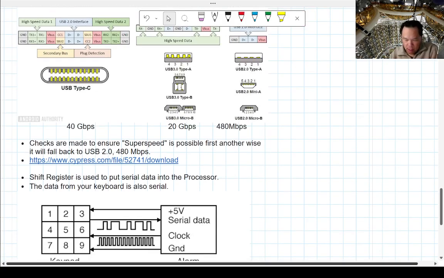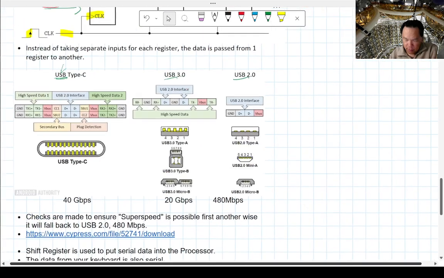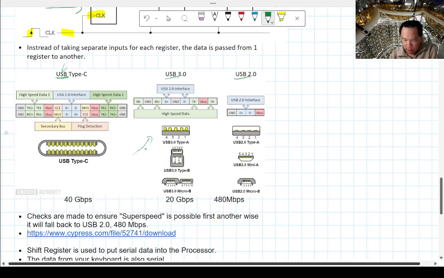Okay. So if you look up the technology of USB, well, this is USB 2.0 already. USB 1.0 is probably a lot slower. You can actually send about half a gigabit per second, so about 480 million bits per second.